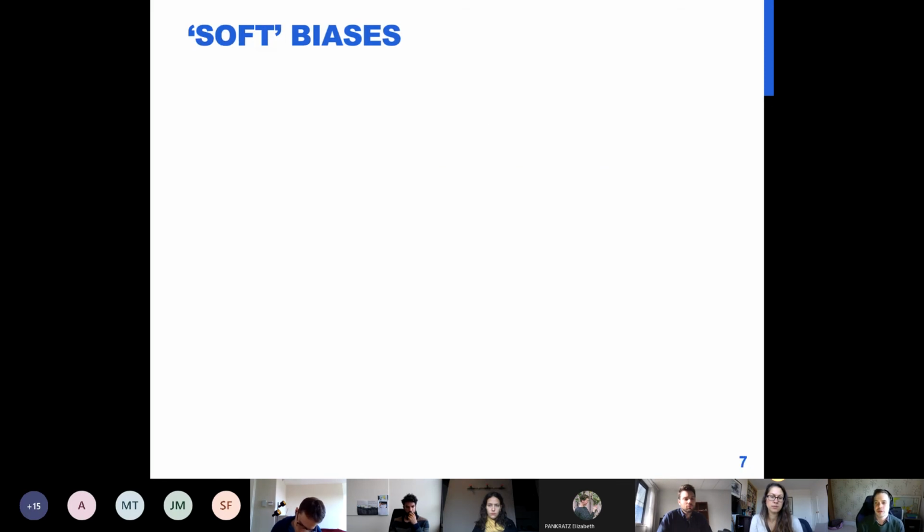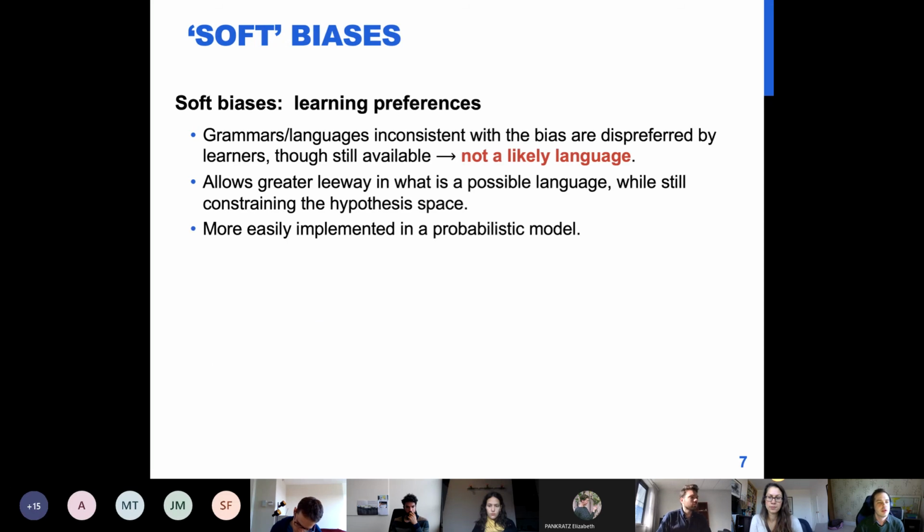But you can also have a soft bias. Soft biases are more like learning preferences. So we can say that grammars or languages that are inconsistent with a soft bias are dispreferred by learners, though possibly still available. Instead of saying that it's not a possible language, we could say that it's not a likely language. This kind of perspective allows you greater leeway in what is a possible language while still constraining your hypothesis space somewhat. And when we think about soft biases in this way, these are more easily implemented in a more probabilistic model.